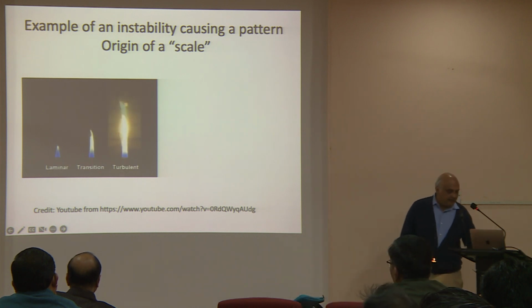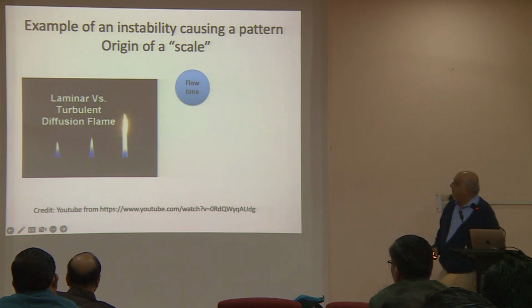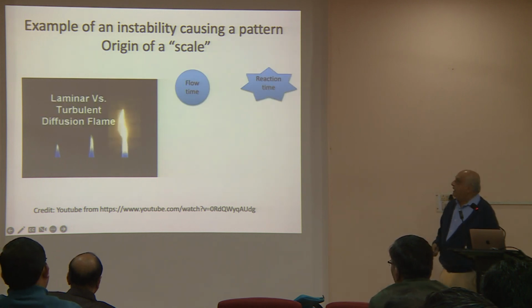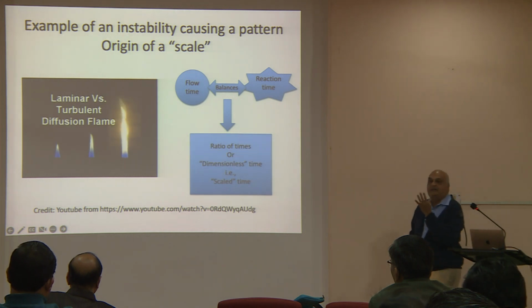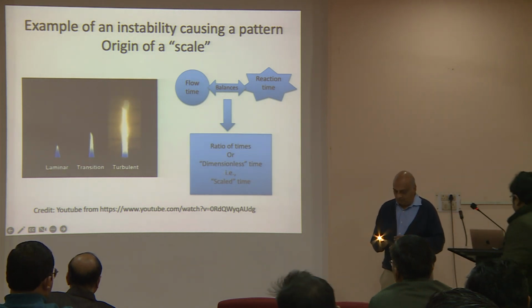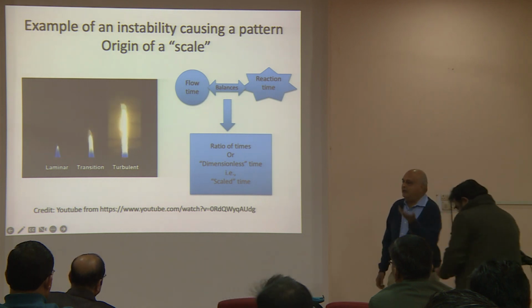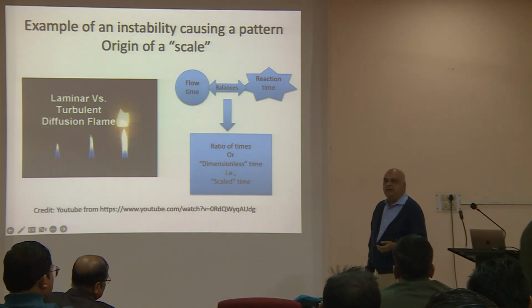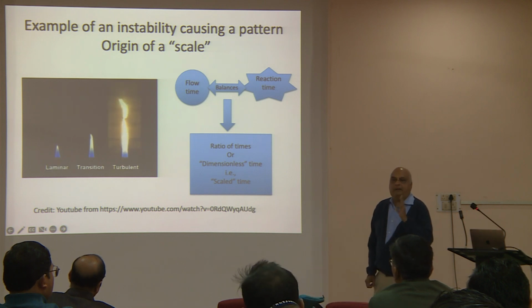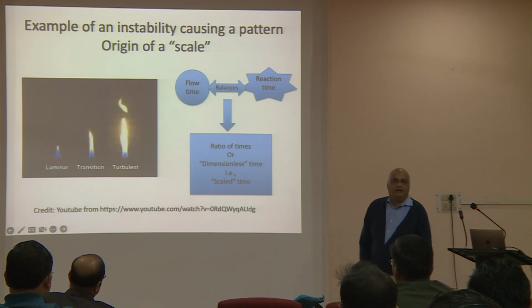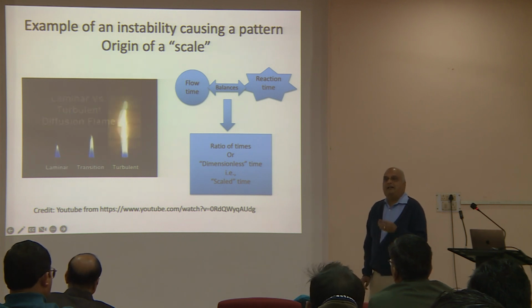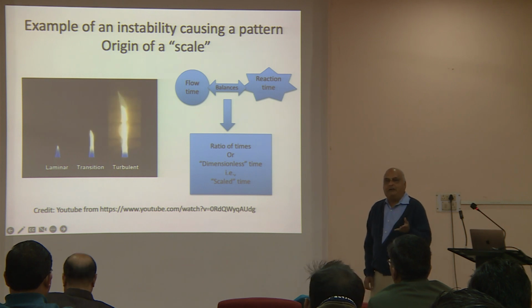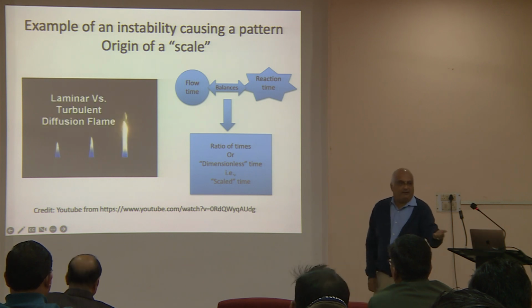So you see, I immediately have two time scales. There's a flow time and a reaction time, and there's a competition between these two. This competition leads to a dimensionless number. It's a ratio of times, and the ratio of times leads to what we call a Damköhler number. Those of you who are in chemical reaction engineering would have seen the word Damköhler number. The Damköhler number is a ratio of two times, flow time to reaction time, or sometimes it might be the reverse.